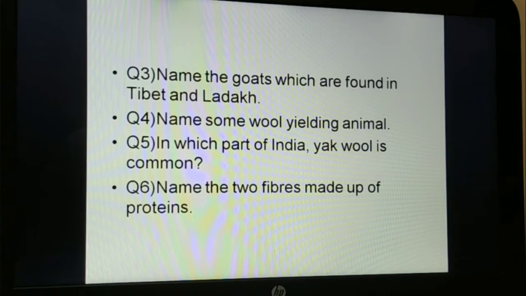Next one, fourth one: name some wool yielding animals. In which part of India is yak wool common? Name the 2 fibers made up of protein.